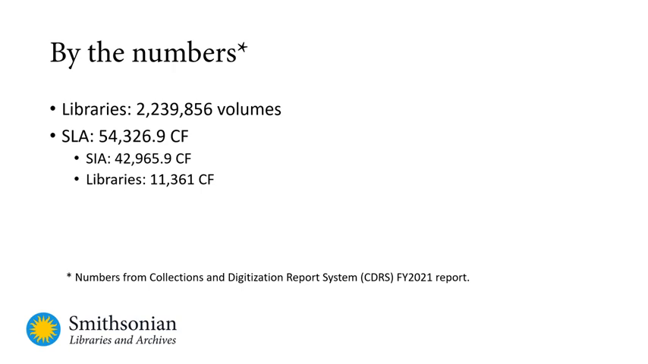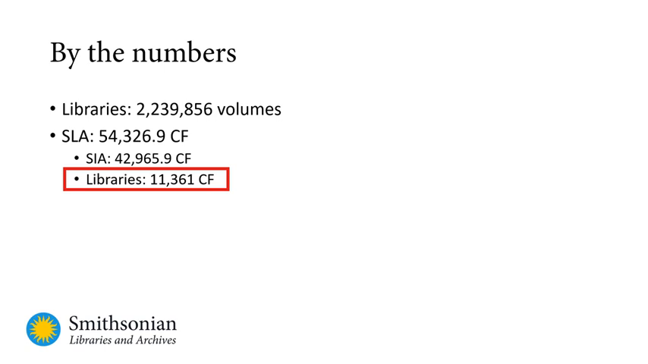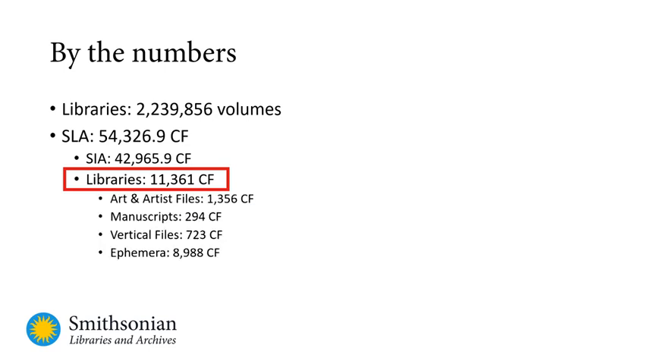You also see that between the libraries and archives, we have about 54,326.9 cubic feet of archives or archival material. And the libraries has 11,361 cubic feet of archival material. But if it isn't archives, well, what is it? As you can see, we have it classified as art and artist files, vertical files, manuscripts, and ephemera. We can delve more into that in a minute, but first, let's go back to looking at that 2,239,000 volumes.